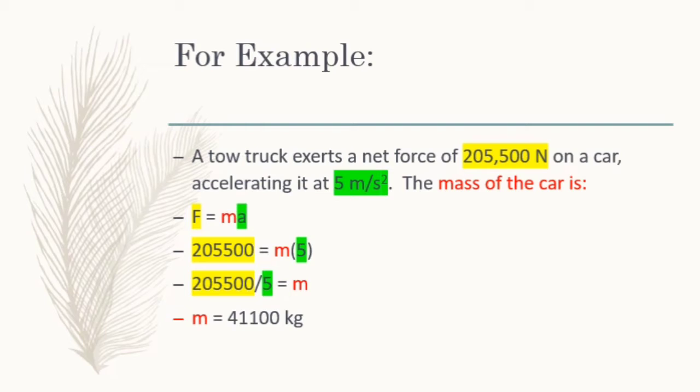So we put that all together, and we get 205,500 is equal to m times 5. So all we have to do now to get rid of the 5 is divide on both sides, and we have pretty much solved for m. Once you plug that in the calculator, you get your answer, which is 41,100.